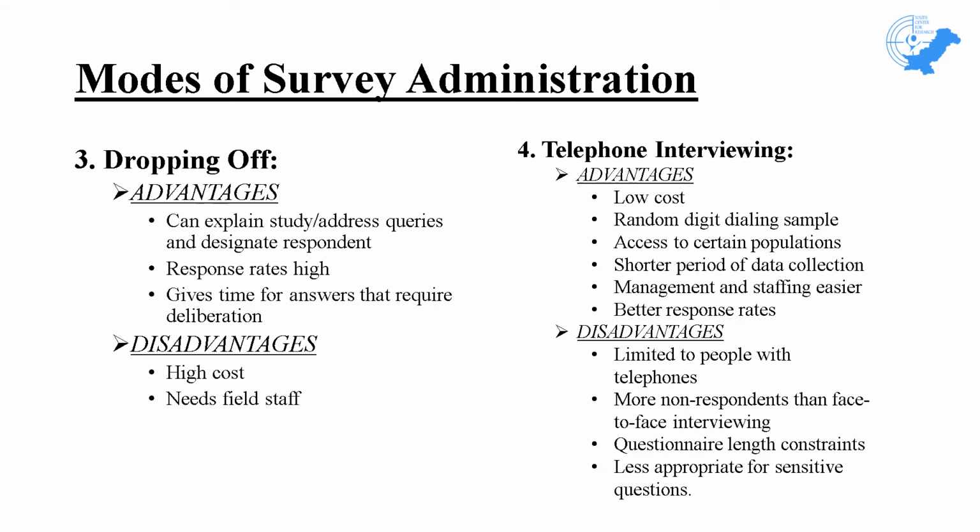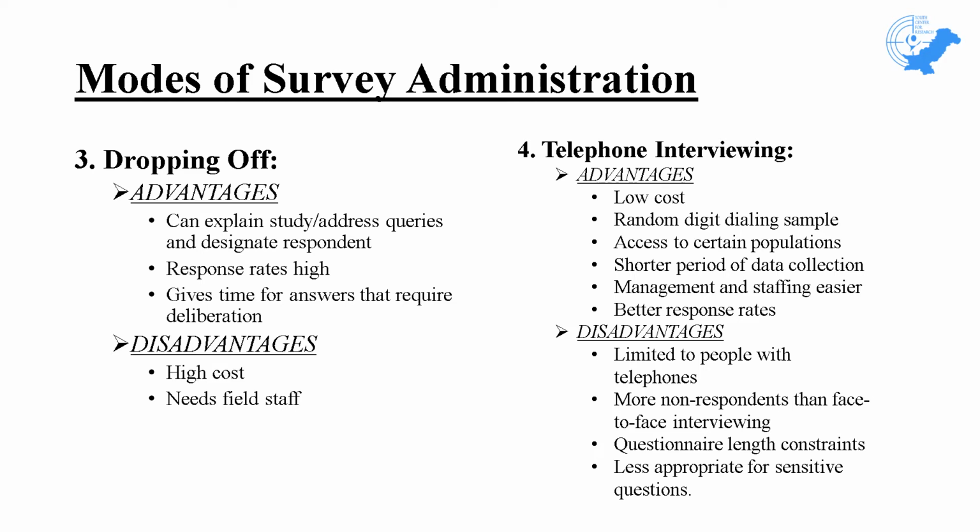The next administration type is known as dropping off. It is a method in which the questionnaire is dropped off by a researcher at someone's home, office, or school, and they are given a period of weeks or days, and it is collected after that specific time period. The advantages include that it can explain the study, address queries, and designate the respondent. Response rates are really high, and it gives time for answers that require deliberation. Disadvantages include its high cost and the need for field staff to reach the person.